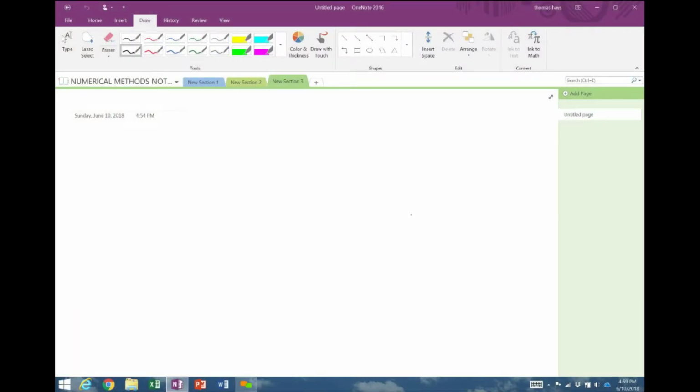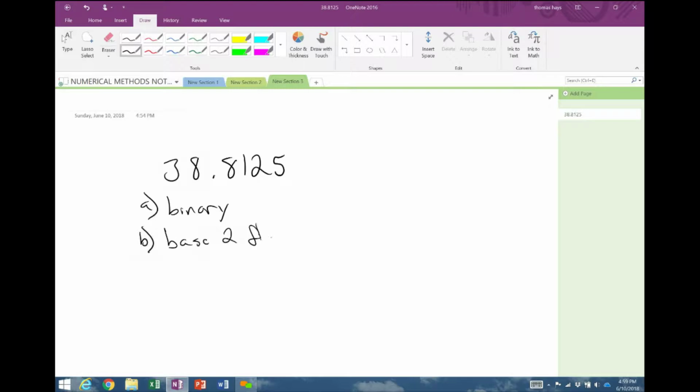So the problem reads, write the number 38.8125 in the following forms. A, binary. B, base 2 floating point. And then C, 64-bit double precision string.